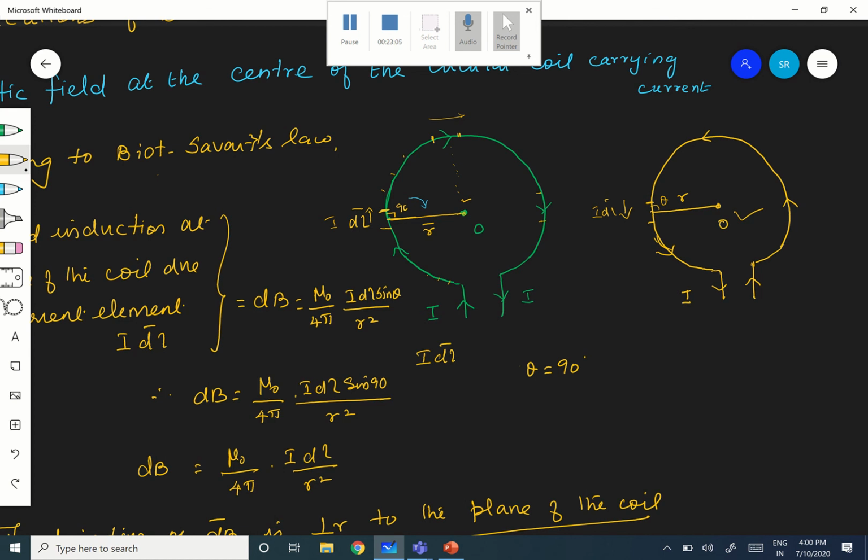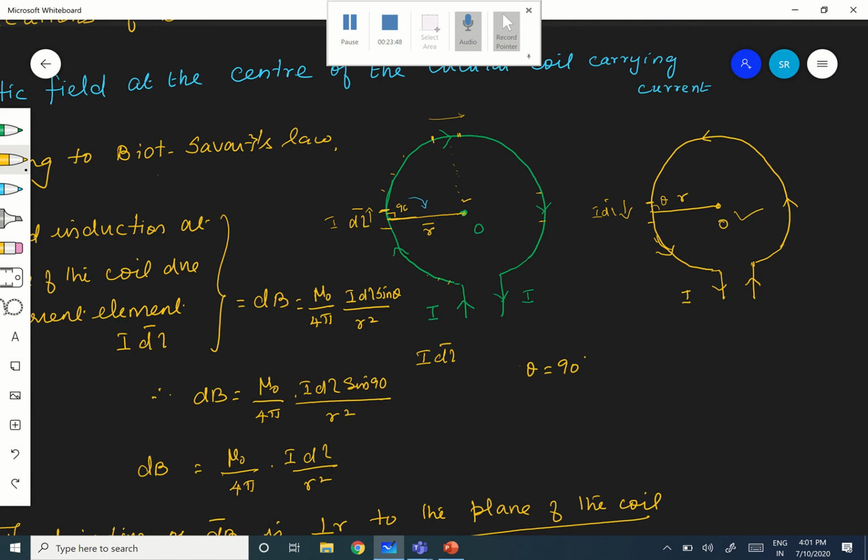Then there is one more rule, the same right hand rule, which can be stated in a different way. That is meant only to find the direction of the magnetic field at the center of the circular coil. It is exclusively for that. Listen, very important here. This rule is meant only for finding the direction of the magnetic field at the center of the current carrying circular coil. It is also called the right hand rule.